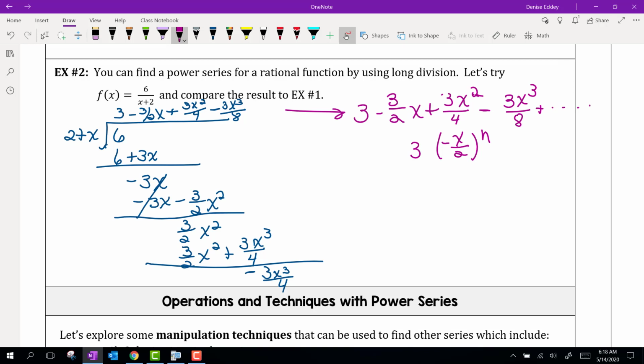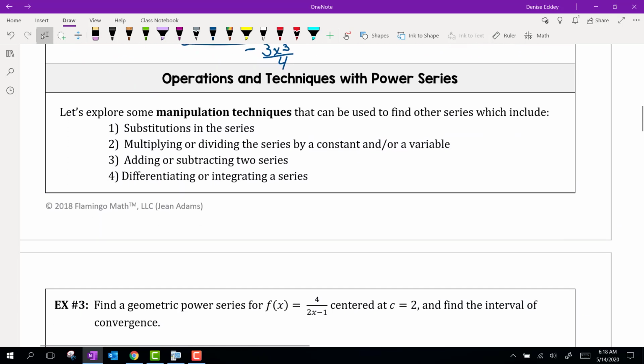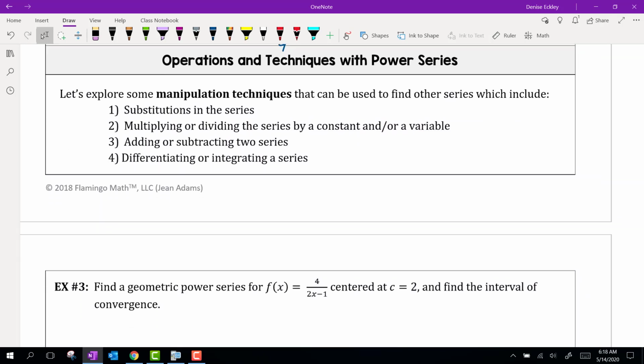But it's a lot easier than doing the long division as you would for a fraction and then figuring out how you can simplify it. So how do we go through this? Here are some ways that you can create power series. That was just one of them. Some of the others are substitutions. You can multiply or divide the series by a constant or a variable. You can add or subtract 2 series, and by differentiating or integrating. And we're going to see one of those near the end, which is kind of cool.